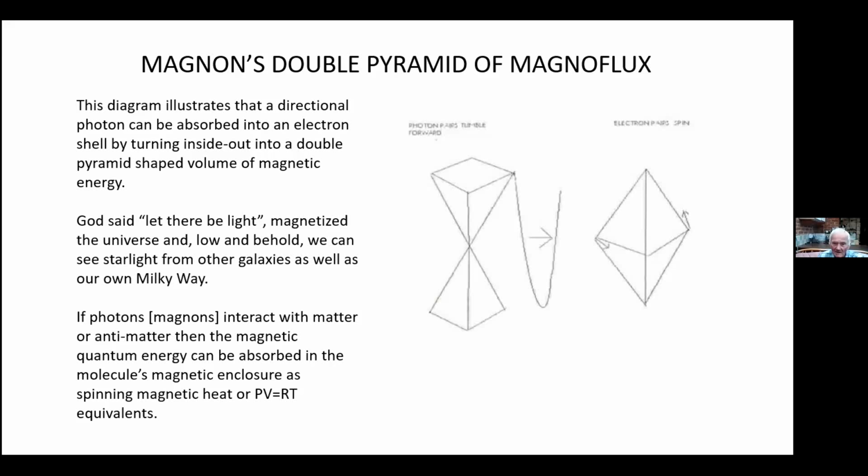God said, "Let there be light," and magnetize the universe, and lo and behold, we can see starlight from other galaxies as well as our own Milky Way. If photons or magnons interact with matter or antimatter, then the magnetic quantum energy can be absorbed in the molecule's magnetic enclosure as spinning magnetic heat, or PV is equal to RT gas equivalence.